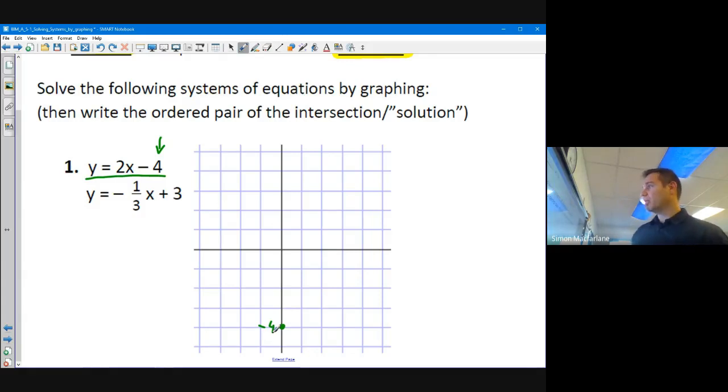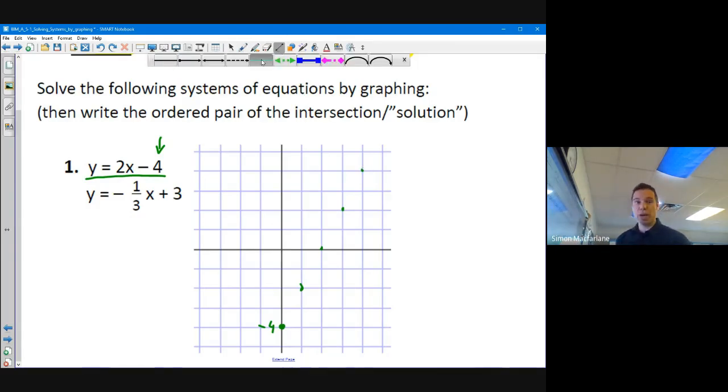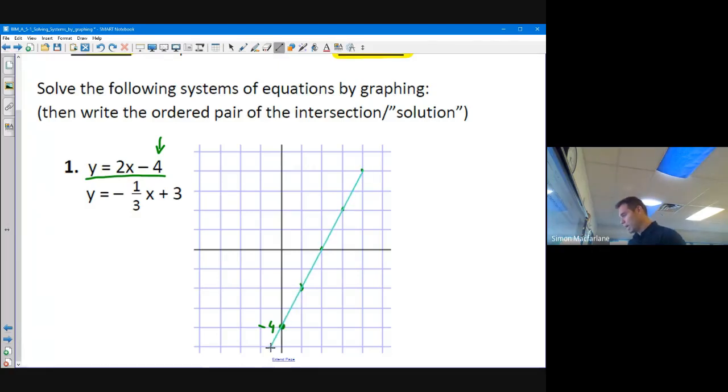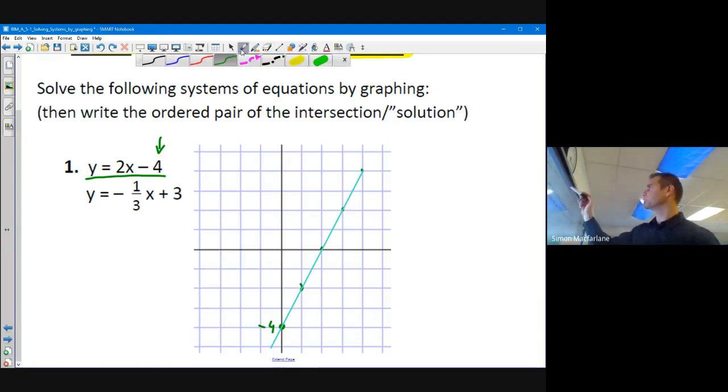Okay, start at negative 4, and now we're going to follow the slope. The slope is 2, so we're going to go up 2 over 1, up 2 over 1, and just keep going that slope. There we go, beautiful. And now get out your straight edge. We want to use a straight edge to make a line. There we go, beautiful.